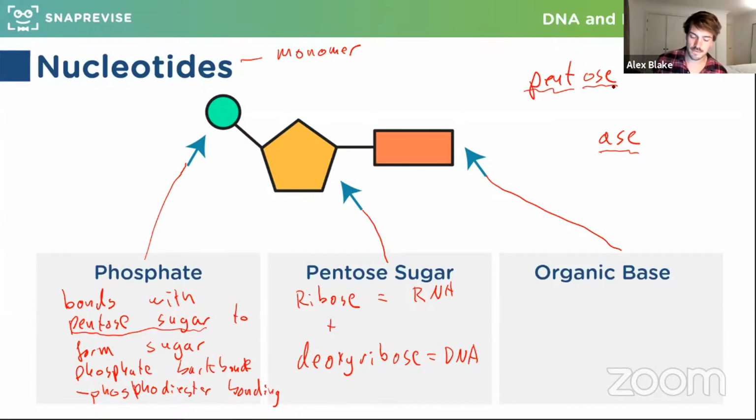Pent means 5. The other options that we come across are like hexose sugars, like glucose, which is 6 carbons, or triose phosphate, which is a 3-carbon sugar. That is referring to the number of carbon atoms. It does not refer to the shape. So a pentose sugar could have a different shape to that.